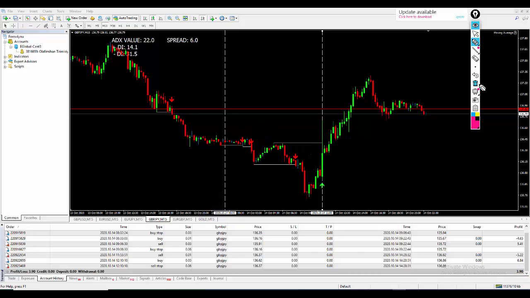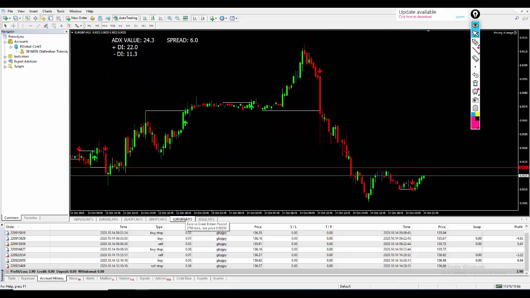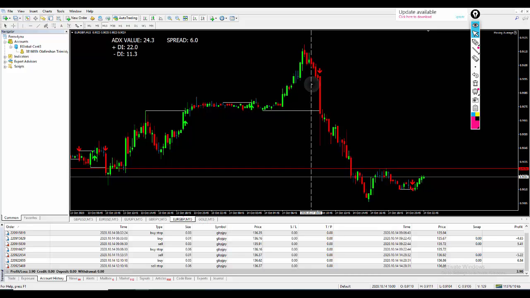So let's look at Euro GBP. The Euro GBP market started, as we know, usually at midnight.